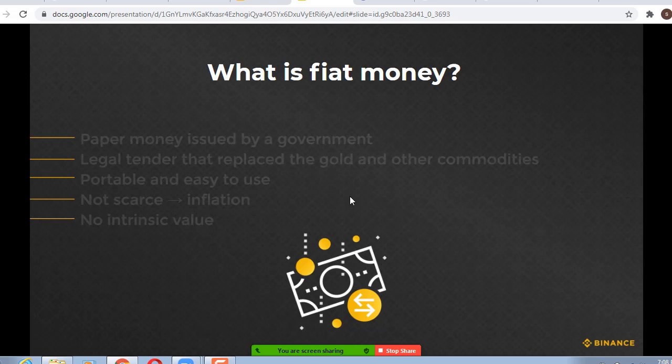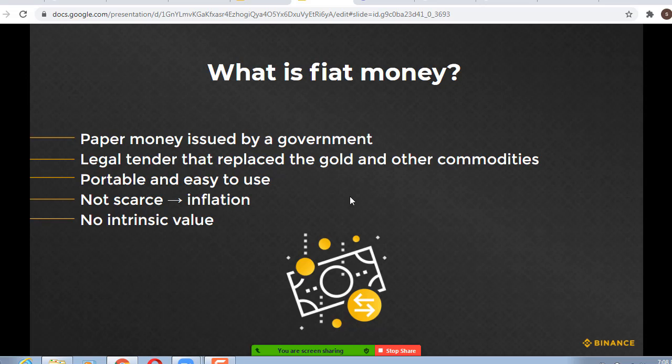Now, what is fiat? In the cryptocurrency space, and also in the financial sector, you hear of fiat money. What does it actually mean? Fiat money is paper money issued by government. So our naira, either 20 naira notes, 50 naira notes, or 1,000 naira is a fiat money. $1, $2, $50, $100 is a fiat money because it's a paper money issued by government. We need to understand that. Fiat money is a legal tender that replaces gold and other commodities.